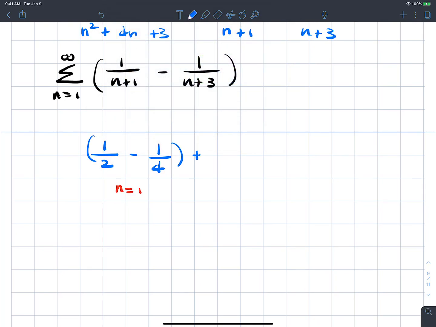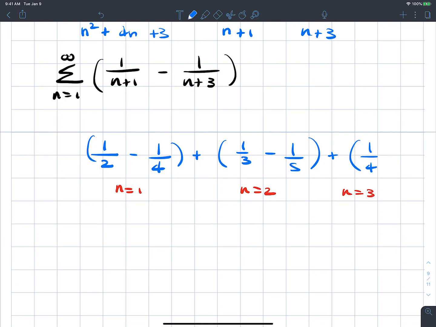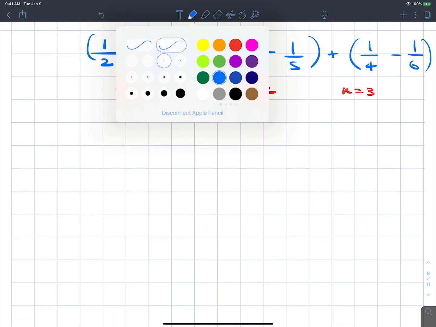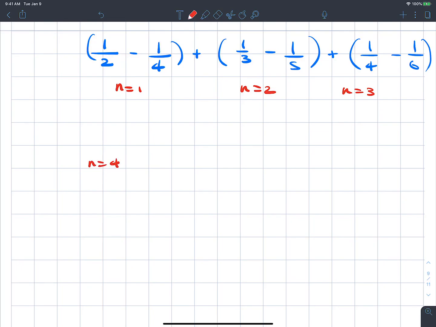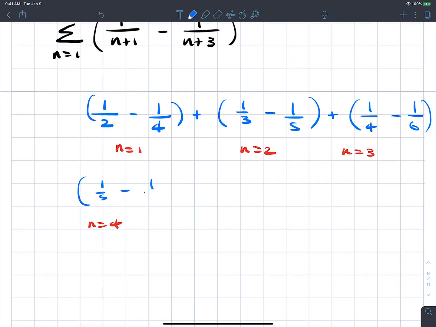So I can put my parentheses and I can say, let me add. Now let's see what happens when n is 2. We get 1/3 minus 1/5. So far, to let you guys know, nothing is collapsing here, right? So let's see what happens when n is 3 now. We don't have anything collapsing. So we're going to add here. N is 3. That's 1/4 minus 1/6. And so this is going to keep going. We say what happens when n is 4. Plug in 4 here. We get 1/5 minus 1/7.